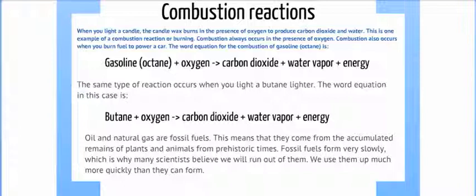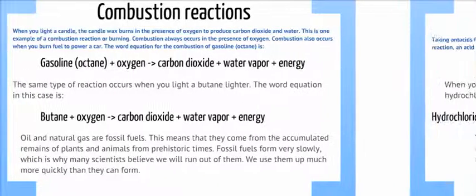Oil and natural gas are fossil fuels. This means that they come from the accumulated remains of plants and animals from prehistoric times. Fossil fuels form very slowly, which is why many scientists believe that we will run out of them. We use them up so much more quickly than they can form.